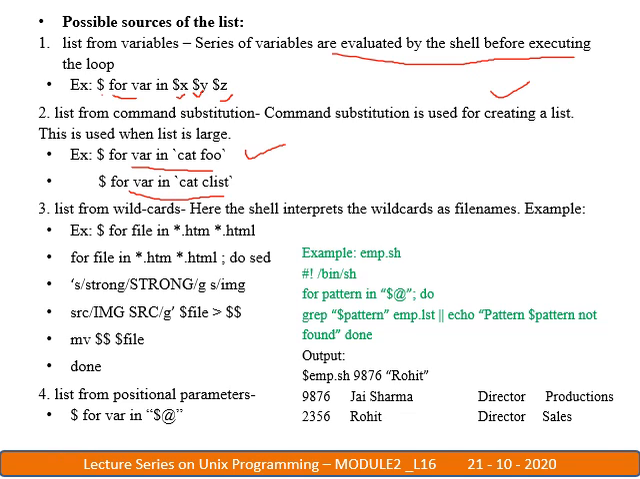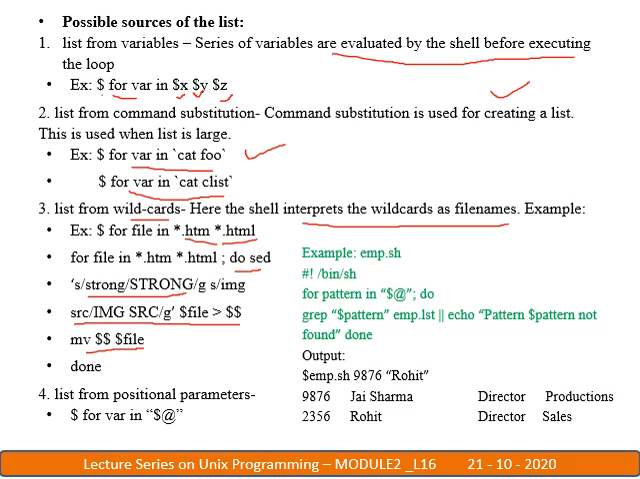It can also take the list from wildcards. Here the shell interprets the wildcards as file names. For example, for file in *.htm *.html. So here it is going to match a particular pattern, and then, for the image files, it will move the source image to the particular file. This is how it is considered with another example.